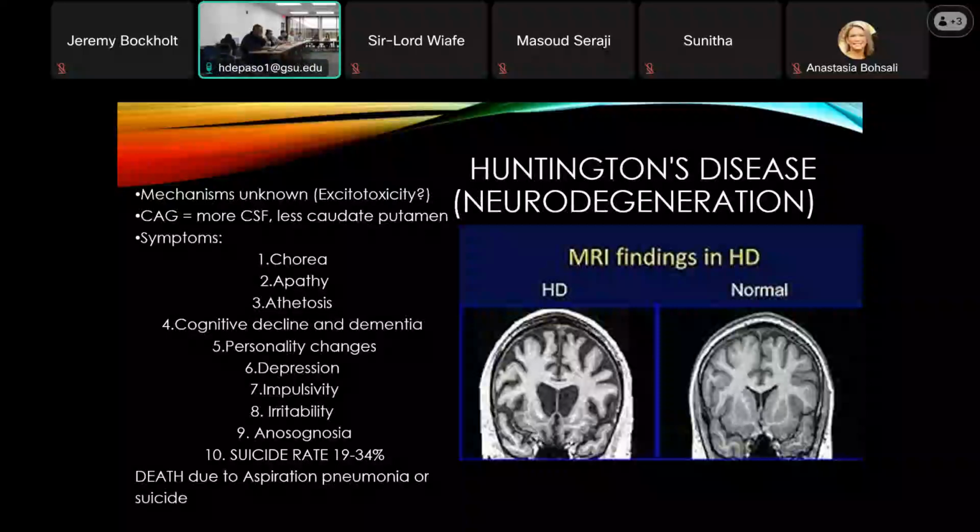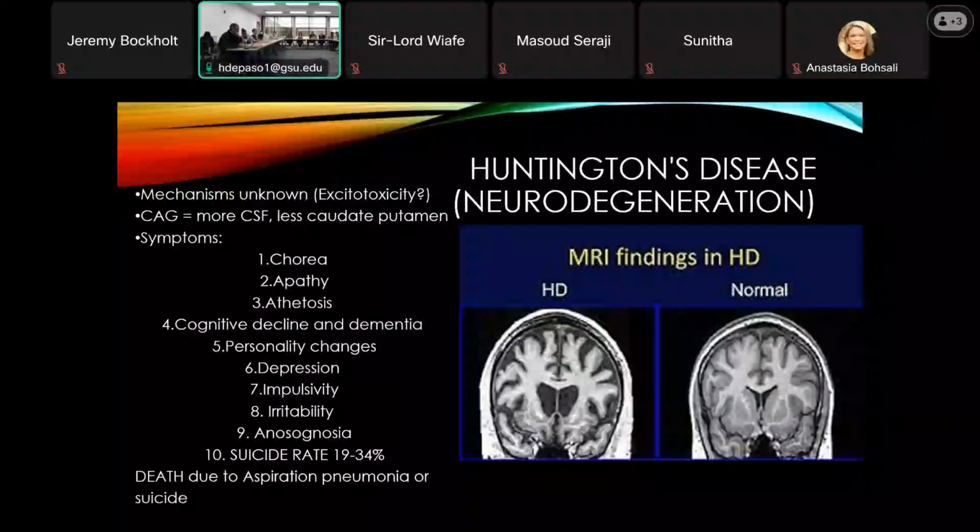This is, in my opinion, a really good, typical HD scan from UCSD. The symptoms that happen, obviously there are quite a number of symptoms that can occur when your brain is deteriorating over time. The most common ones are usually chorea, which is uncontrollable movements.